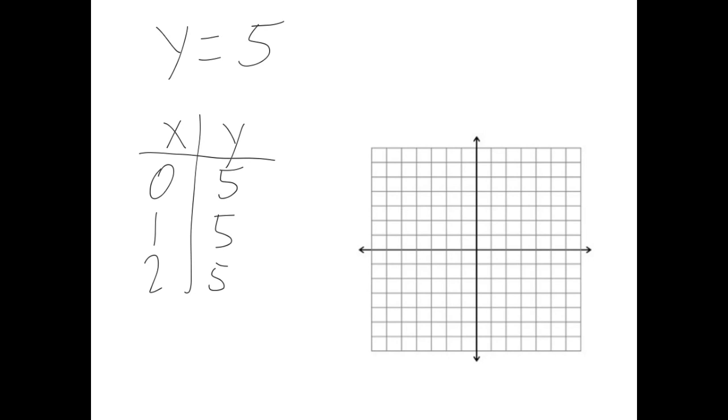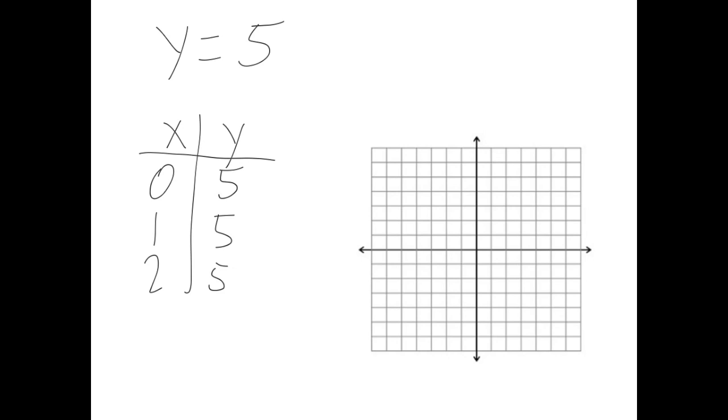So every time, no matter what x is, we're going to get 5 every time. No matter what we put in for x, we'll get 5 because x doesn't do anything to this problem. It's not there. Y is just always 5.